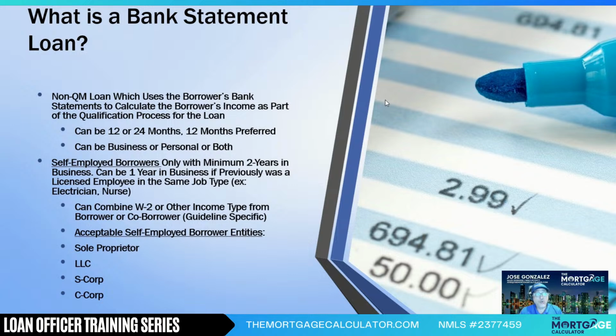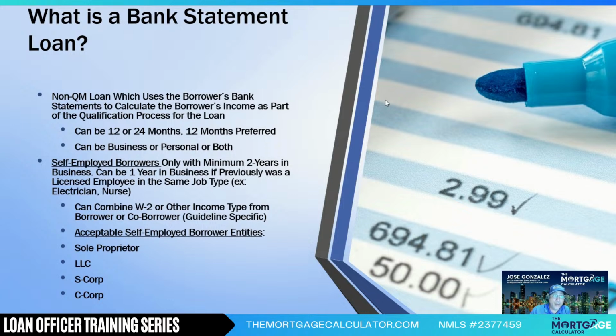Now, bank statement loans are for self-employed borrowers only. So the main borrower on a bank statement loan needs to be self-employed. You can add other income streams, but the main borrower needs to be self-employed with a minimum 2 years in business. It could be a different business of the same type. Started in one name, changed to another name, same business type, 2 years, that's acceptable too. It can be 1 year in business. You hear the 1 year self-employed?